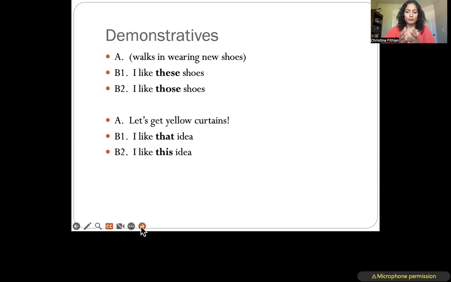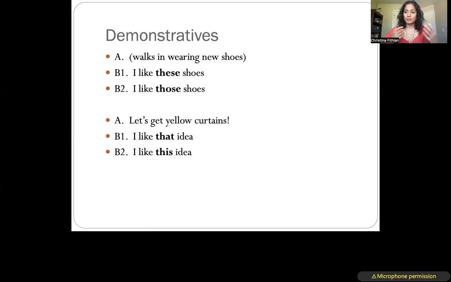So let's just think about this for a minute, and then I'll ask you guys again this question when we come to class. But let's imagine person A walks into the room wearing new shoes and walks up to person B. Now, person B can say either number one or number two: I like these shoes, or I like those shoes. Now, which one is person B going to say?